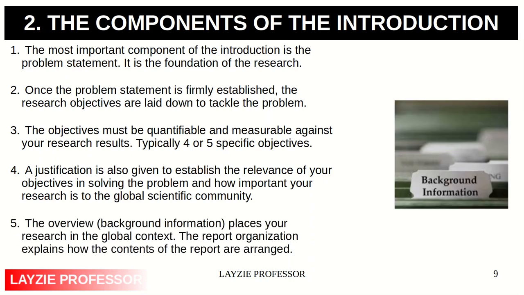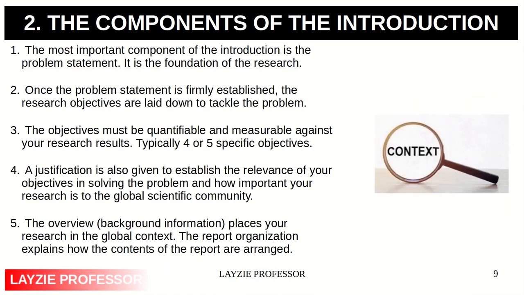And the overview of the background information, which is typically the first thing you write in your introduction, is meant to place your research within the global context. There you give a brief description of what the global issues and problems are. Then you narrow it down to your research work, what it is about, and how it can fit into any of the solutions to these global problems. Typically your overview of background information will be just one page, with multiple paragraphs.